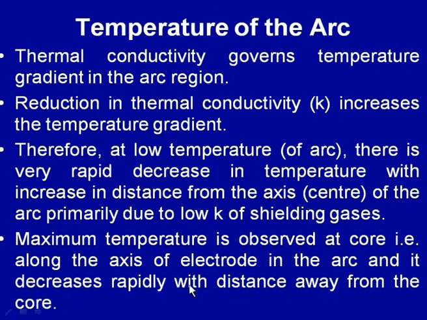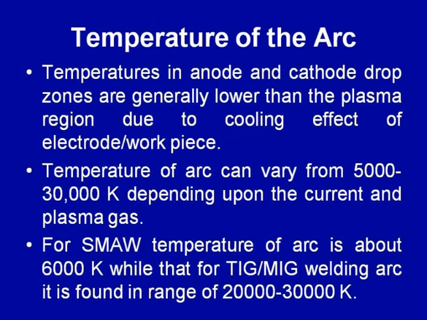So, the rate of decrease with the increase in distance away from the core is basically the temperature gradient and is found as a function of the shielding gas. Further, the temperatures in the anode and the cathode drop zones, which are closer to the electrode and the workpiece, are generally lower than the plasma zone, which is the core portion of the arc. These lower temperatures of the anode and cathode drop zones are primarily attributed to the cooling effects offered by the electrode and the workpiece.